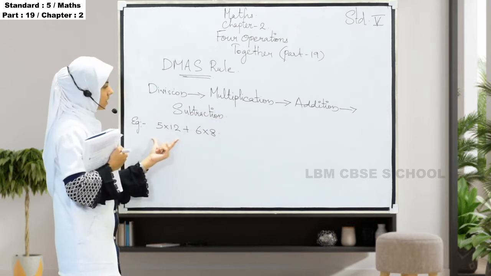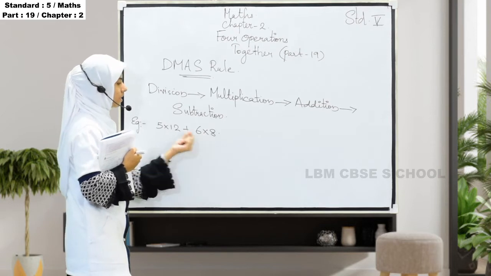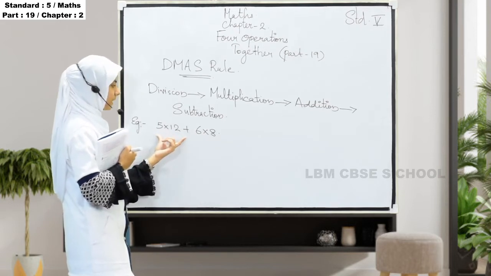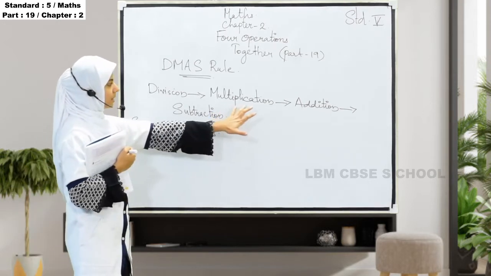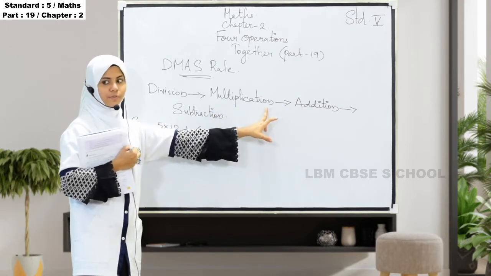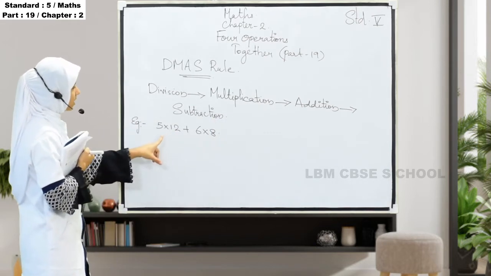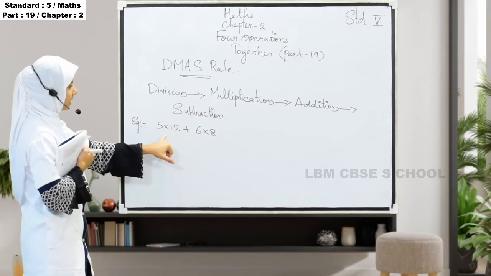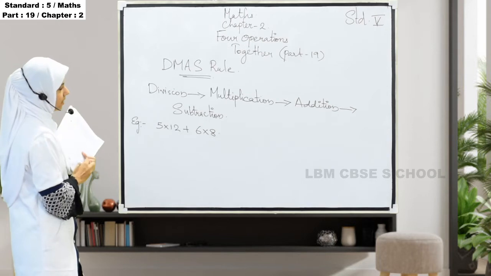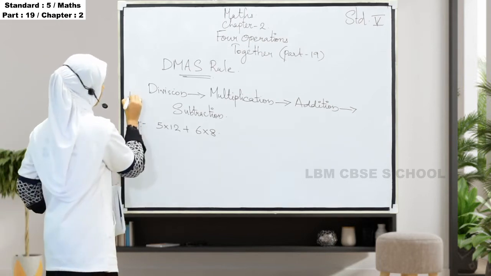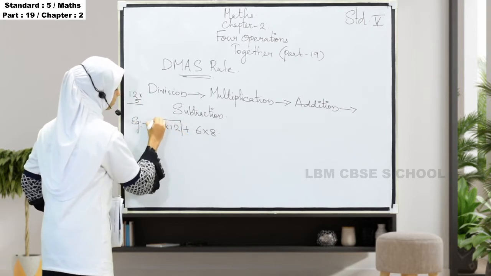So here there are only two operations, that is multiplication and addition. Among multiplication and addition we have to do multiplication first. Here there are two multiplications. So we find the product of both, and then add the answers we get, and we will get the final answer. So first we have to find 12 into 5. This one we want to do first.